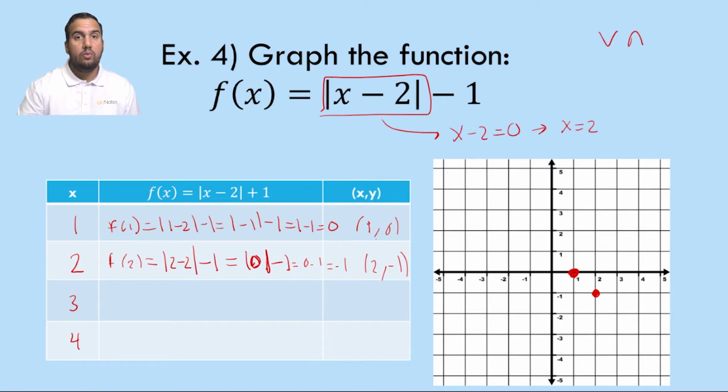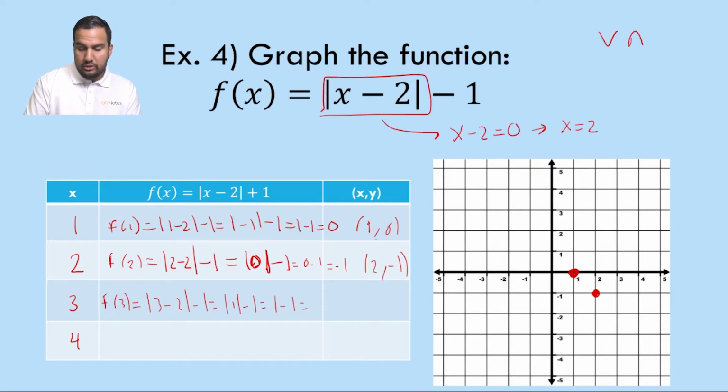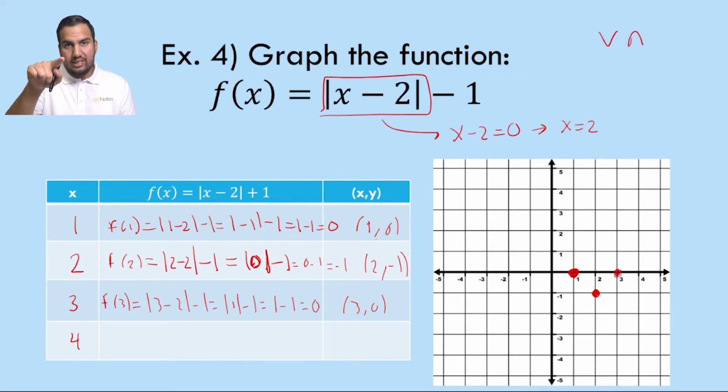On the next point, I'm just going to go ahead and graph it as well. I'm going to plug in 3. So it's going to be f of 3. And it's going to be the absolute value of 3 minus 2, minus 1, which is the absolute value of 1 minus 1, which is going to be, I hope you agree, 1 minus 1, which you get 0. So I know my coordinate is going to be 3, comma, 0. Notice what happens on the next point. Do you guys see that V shape? It literally looks like that, which is great.